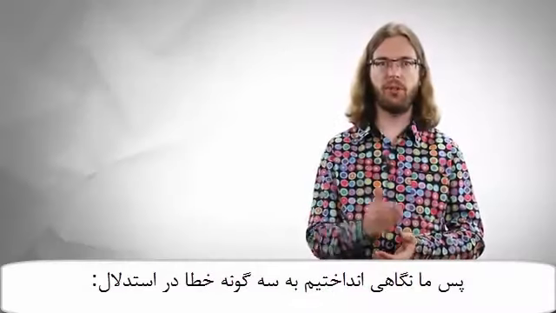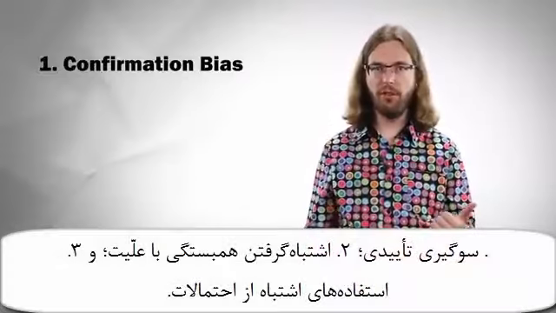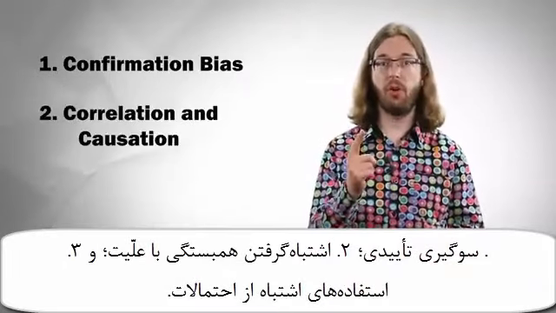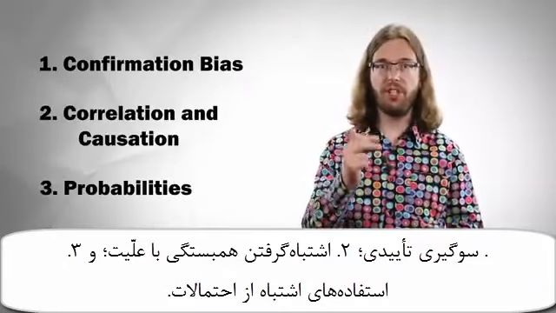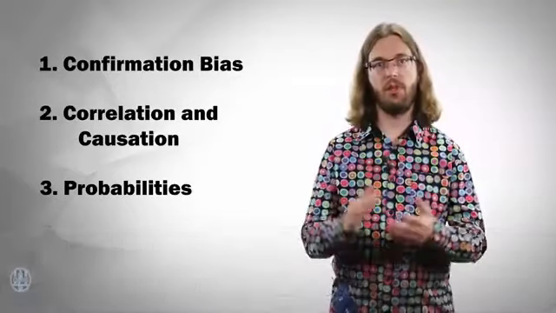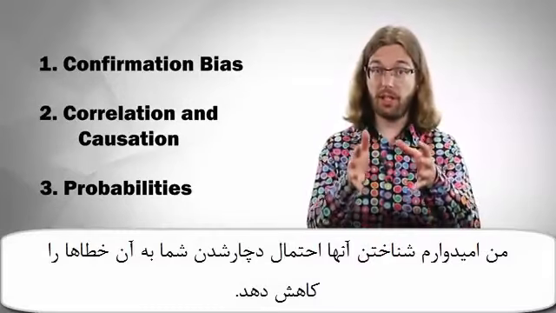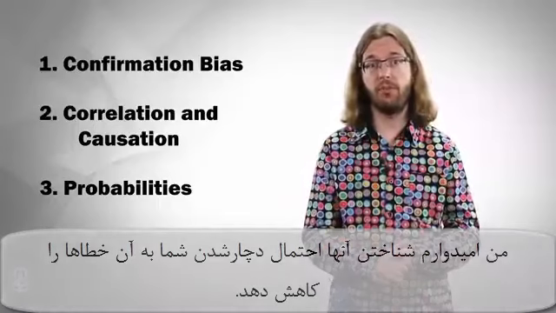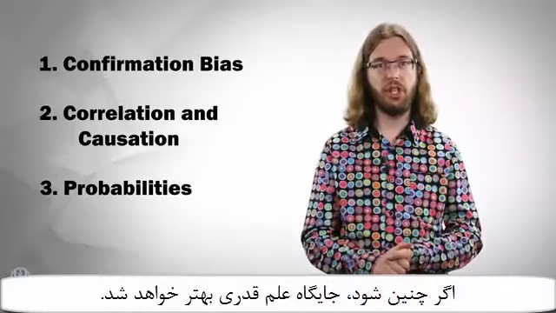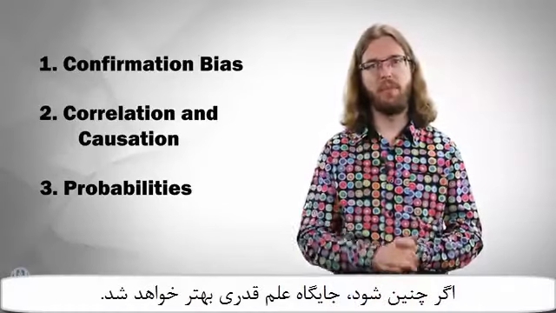So, we have looked at 3 types of reasoning error: confirmation bias, confusing correlation with causation, and mistaken use of probabilities. I hope that knowing about them will make you less likely to make these mistakes yourself. If so, science will be in a slightly better place.